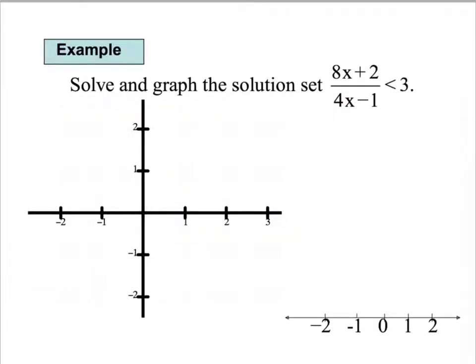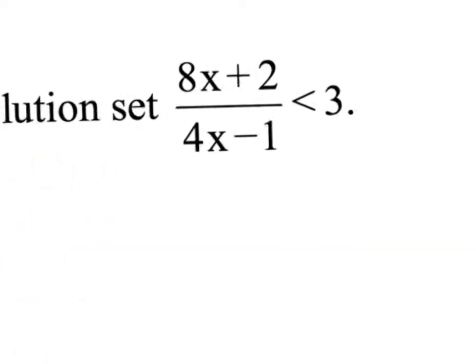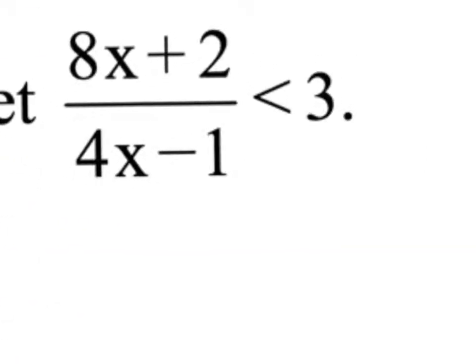Alright, so let's take a look at another example. Solve and graph the solution set. And this one looks different. Okay, what's different about this? It's not less than 0, it's not greater than 0. So what do you think I'm going to do? I need to set it equal to 0, right? Because otherwise I can't find my boundary points from the top and the bottom.